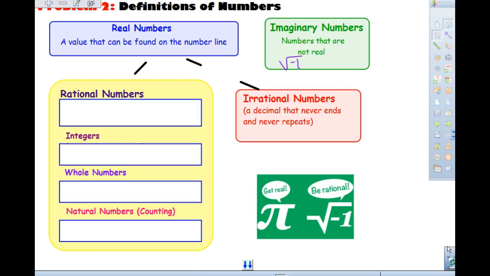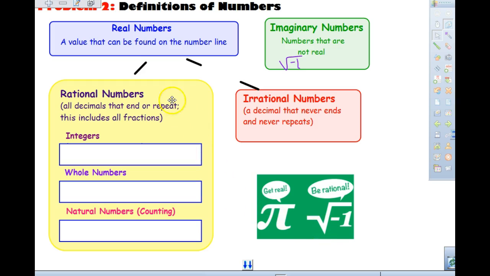Does square root of 4 fit in that category? No, because the square root of 4 is 2. Rational. It can be written as a fraction. It's 2. It's actually a natural number. So when you think of our rational numbers, all decimals that end or repeat. I don't know if you remember last year converting the repeating decimals to fractions that you did in class. So all decimals that end or repeat, including all fractions. So the key thing, you see a fraction, you're going to always say rational, right?